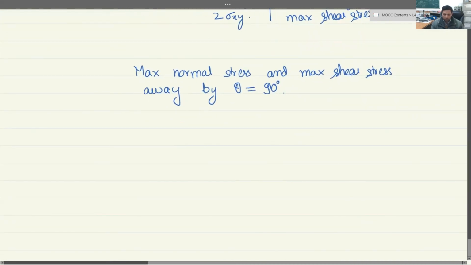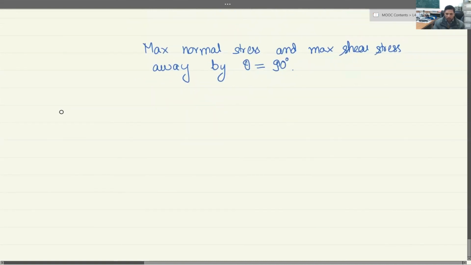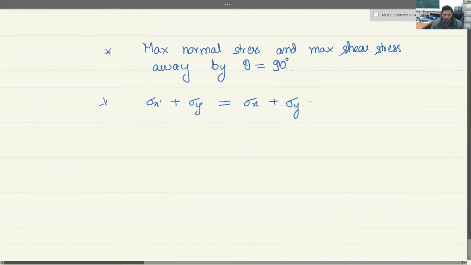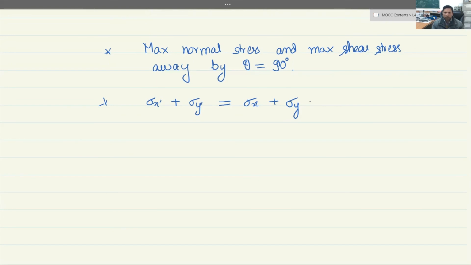Apart from that, a few more things that we can notice, and those are like sigma x prime plus sigma y prime is equal to sigma x plus sigma y. So that is, the sum of the normal stresses on two perpendicular planes is an invariant quantity, and that we already know because sigma z is a constant and it is independent of orientation or angle. So for that particular plane orientation.